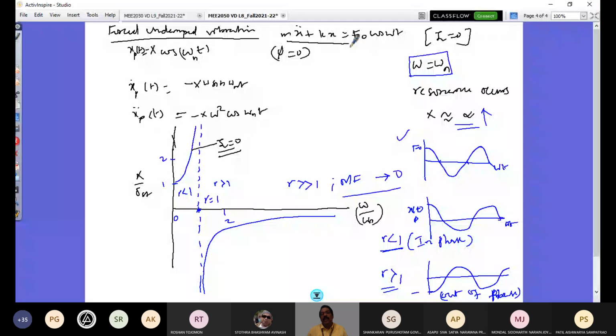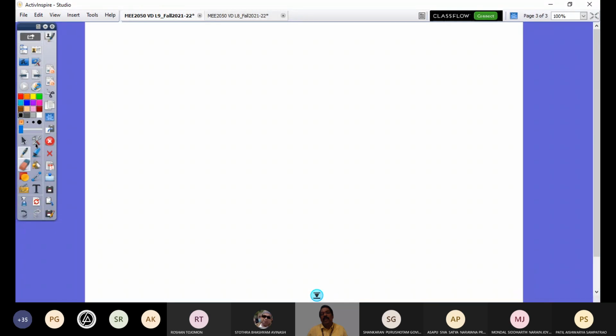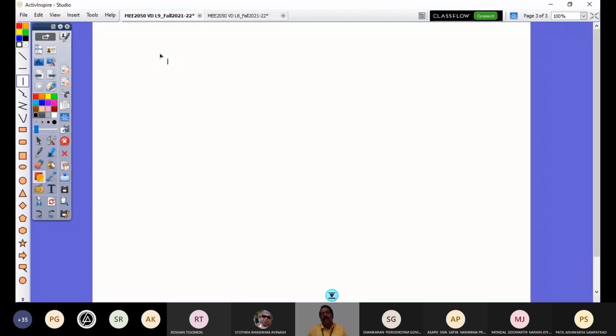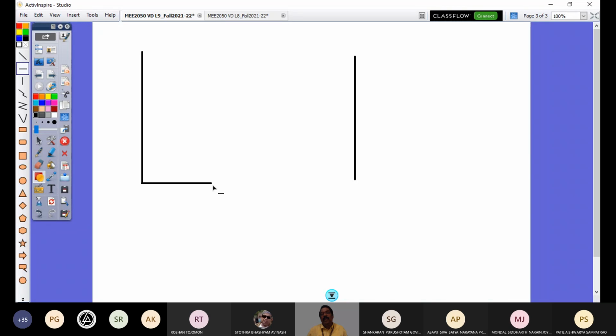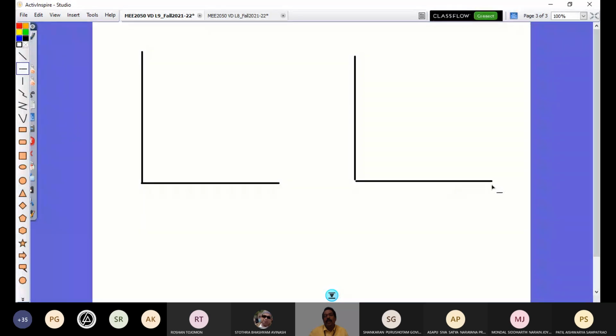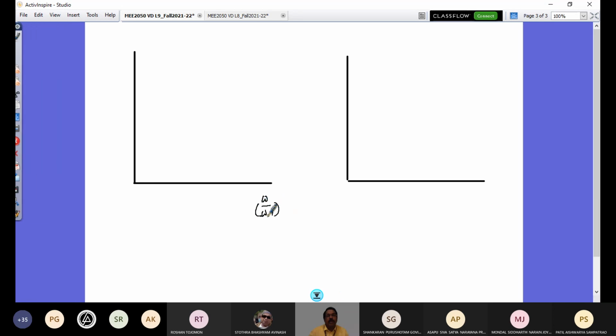So when I introduce c x dot in this, how this plot is going to vary, I'm going to explain together, amplitude and phase hand in hand, and that would be very clear to you. So that's what I'm going to do now. Let's just take these axes. I'm going to take omega by omega n on this axis, and omega by omega n on this axis.